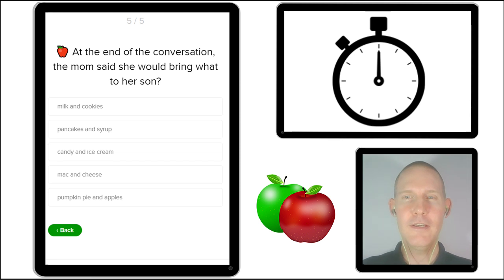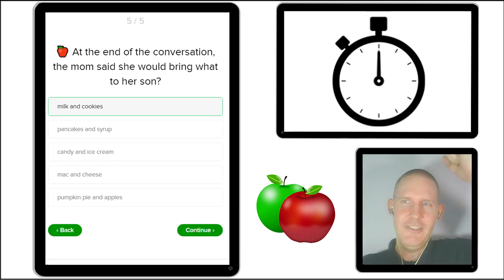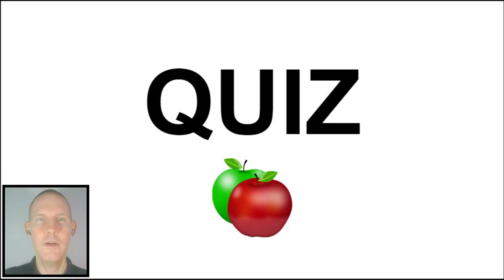Okay, so at the end of the conversation, the mom said she would bring what to her son? The correct answer is tasty, delicious, scrumptious, wonderful milk and cookies. Let's check. Yes, okay. So the answer is milk and cookies. All right, let's go back and take a look where that was.